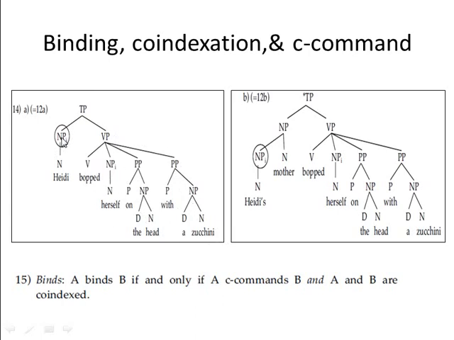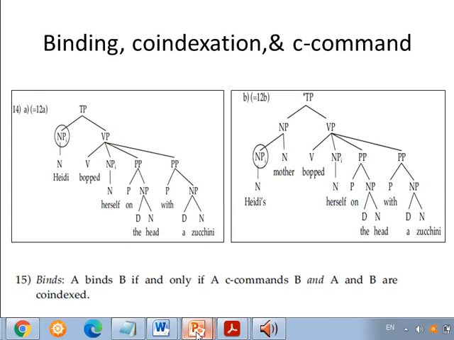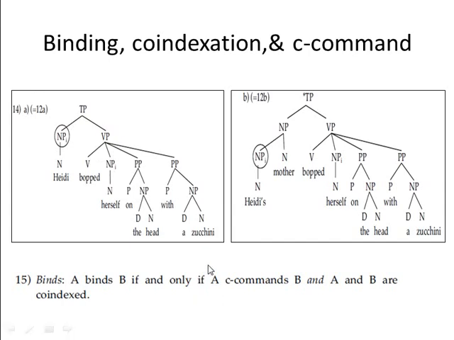That means here NPi c-commands NPi here. So the NP here c-commands the NP that is beneath the VP. So it means NP binds B, if NP c-commands B and A and B are co-indexed. Okay, let's see the next picture.